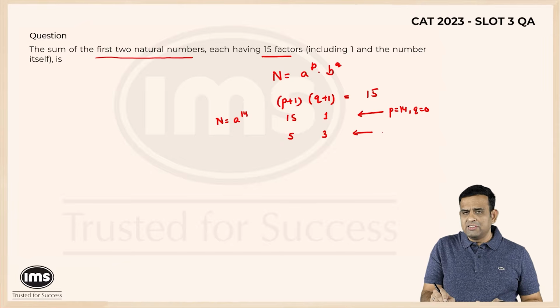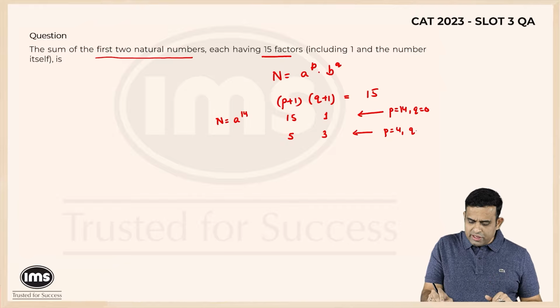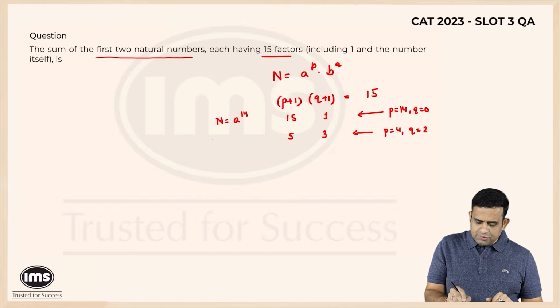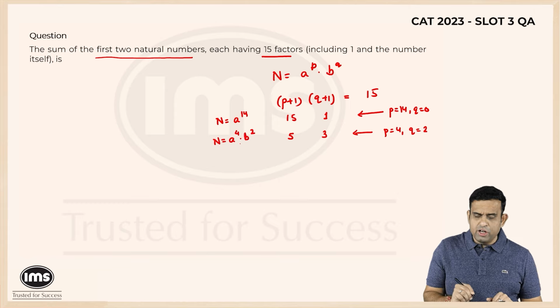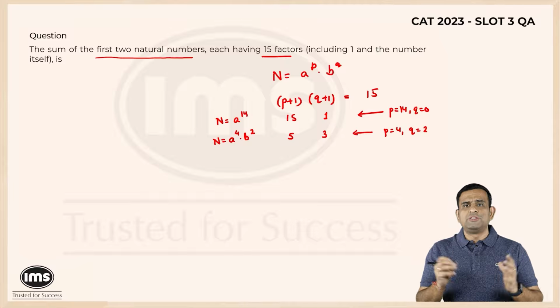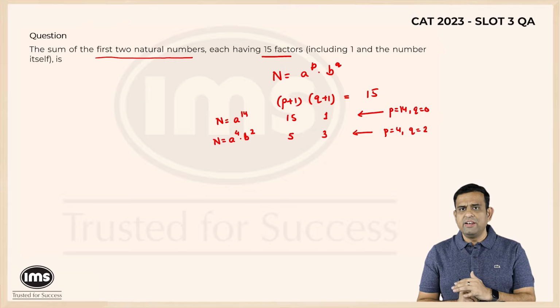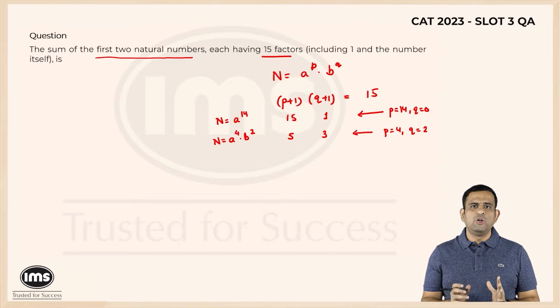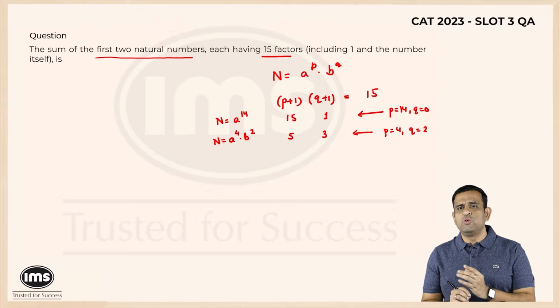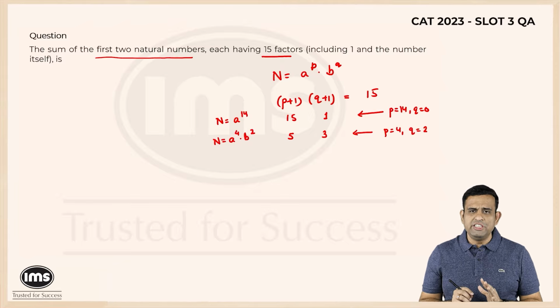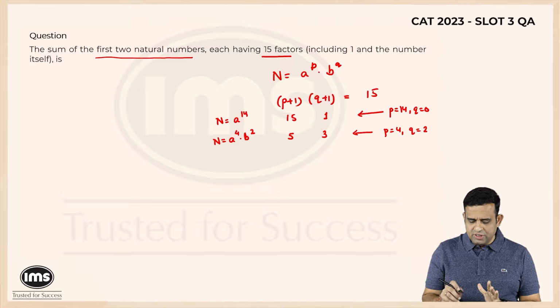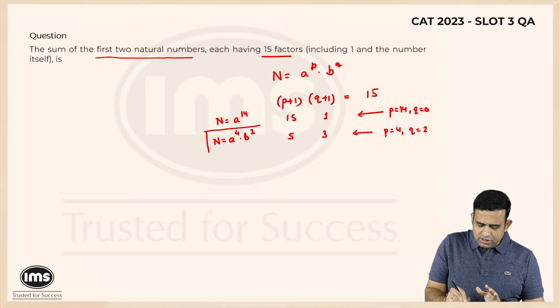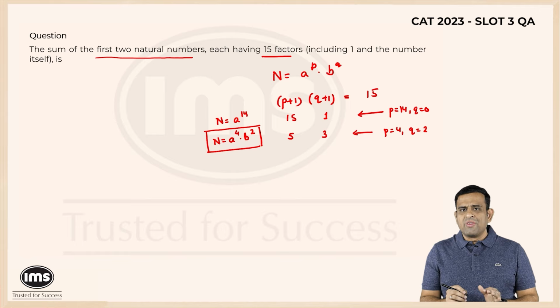In the second scenario, if p plus 1 is 5, p is 4, and if q plus 1 is 3, then q becomes 2. So in this context, my number has to be of the form a power 4 into b power 2. Now, the smallest possible number of the form a power 14 could be 2 power 14, which is 2 power 10 into 2 power 4. So 1024 into 16, and that will go into the 16,000s.